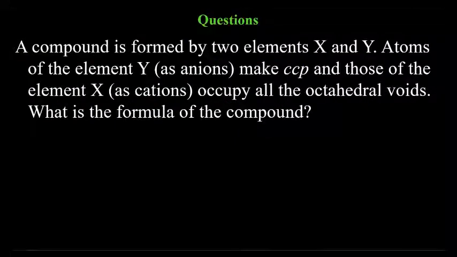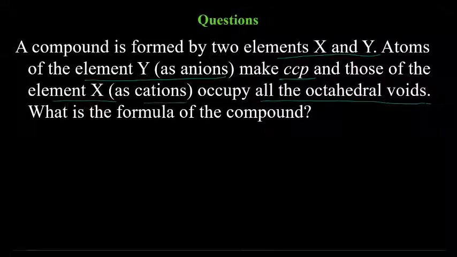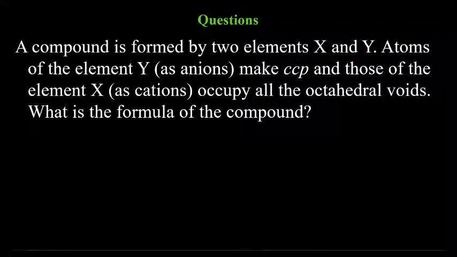Now the question, and this question is easy, we have done it. A compound is formed by two elements X and Y. Y are anions, make CCP, and those of the element X cations occupy all the octahedral voids. The concept we have already done. So I'm repeating. Anions, these form the CCP, because these form the CCP, the number of lattice points will be decided by Y. And those of the element X cations occupy all the octahedral voids.